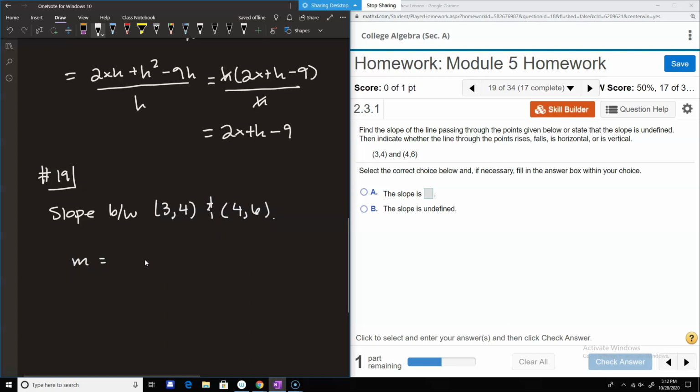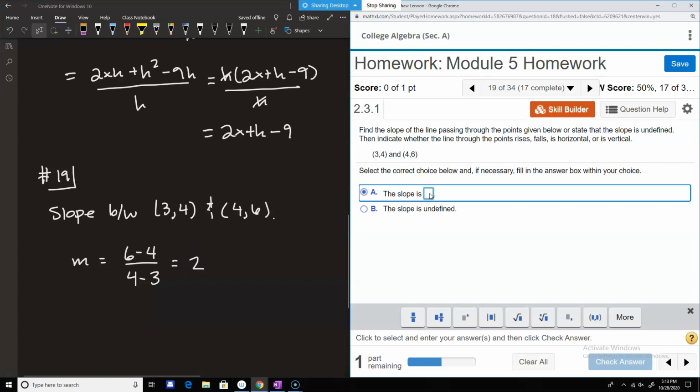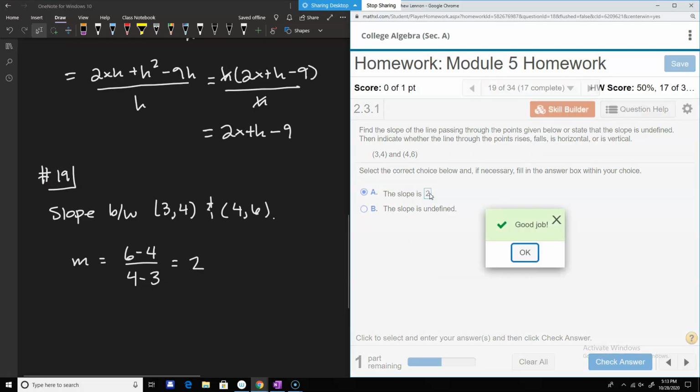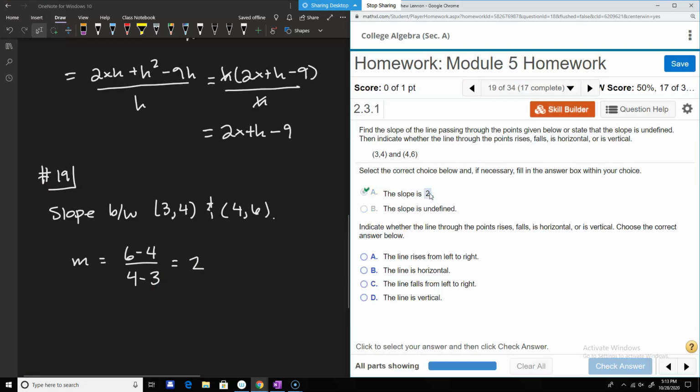Remember the slope formula is y2 minus y1, so 6 minus 4, over the first coordinates, 4 minus 3. So that just comes out to 2 over 1, so the slope is 2. Very straightforward problem.